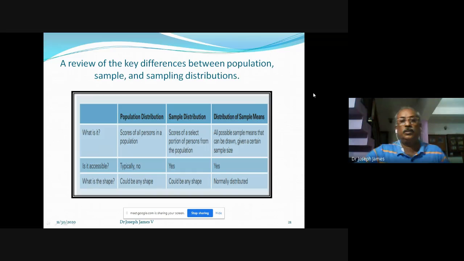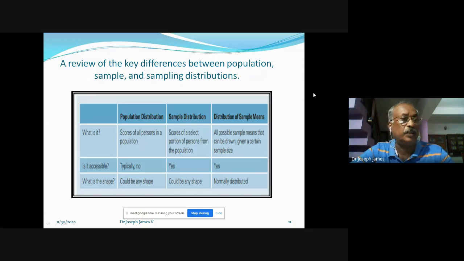Then what is a population distribution? Population distribution represents the scores of all persons in a population or scores of all sampling units in a population. And sample distribution is the scores of the selected portion of persons or selected portion of sampling units in the population. And the distribution of sample means, or sampling distribution of the mean, is all possible sample means that can be drawn given a certain sample size.